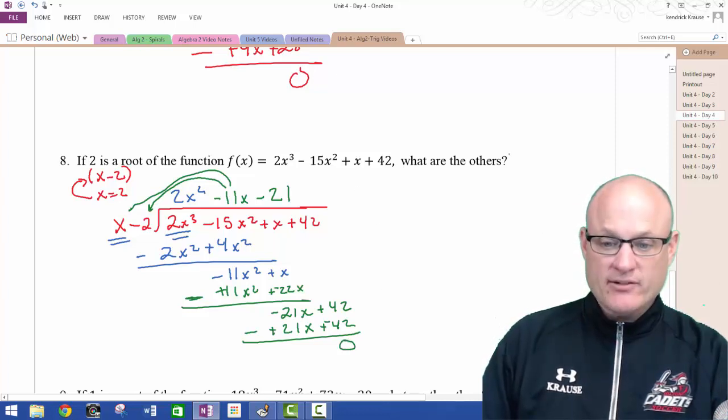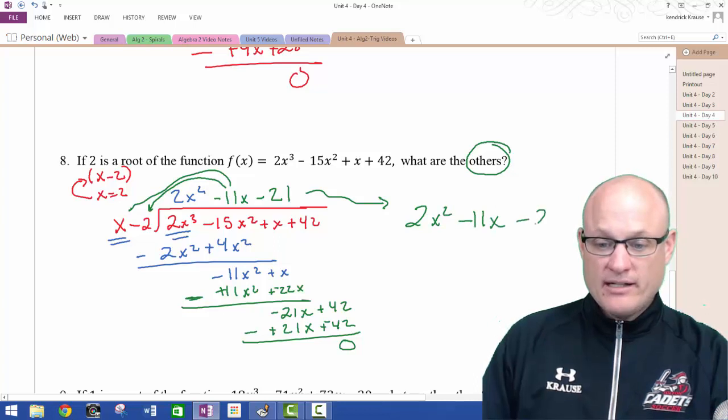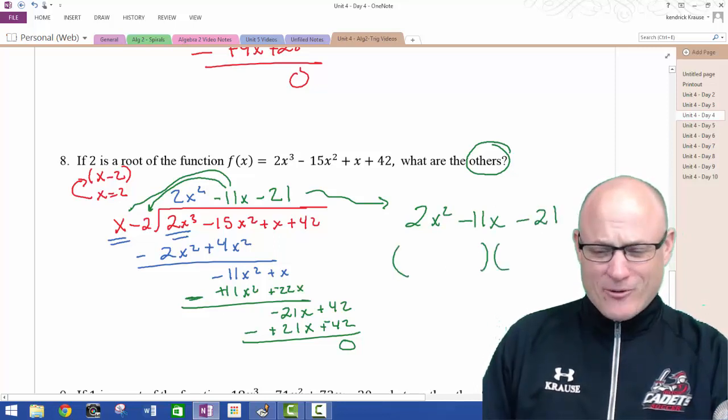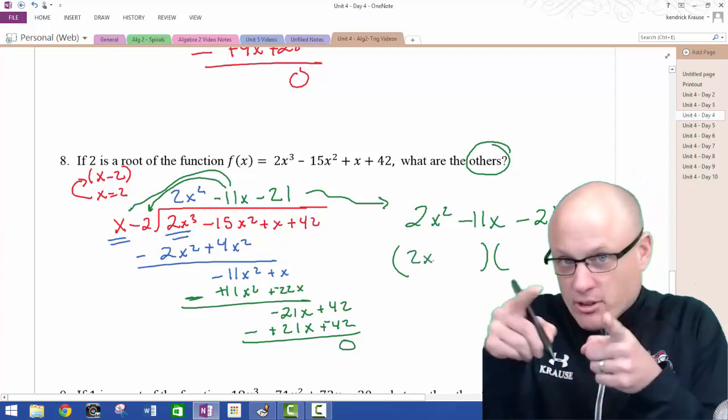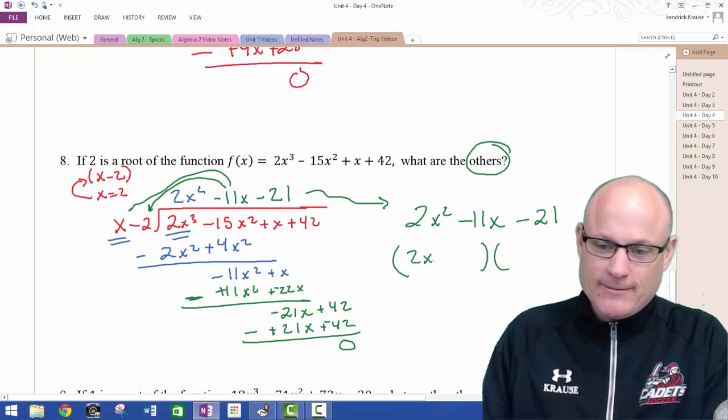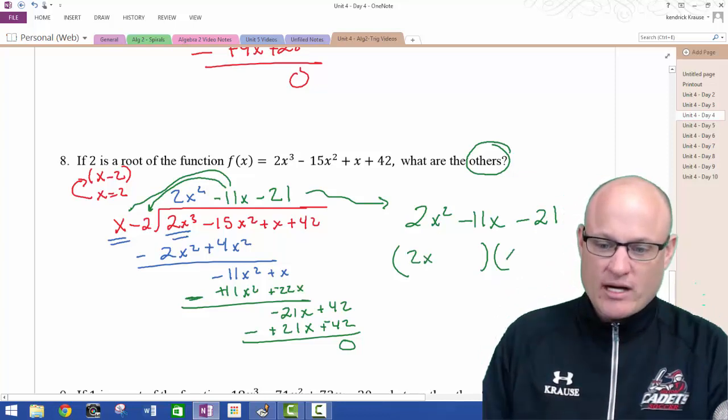I'm not done yet because it asks for the other factors. So I have to actually factor this thing: 2x squared minus 11x minus 21. Oh my God, Mr. Cross, this is so difficult. I don't know what I'm doing. It's so hard, bro. You can do it, man. You can do it. 2x is 2x times x.